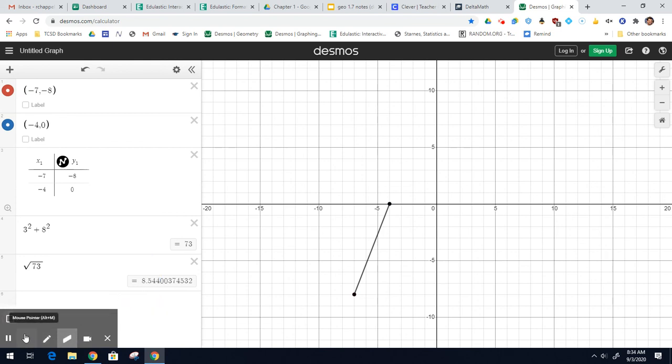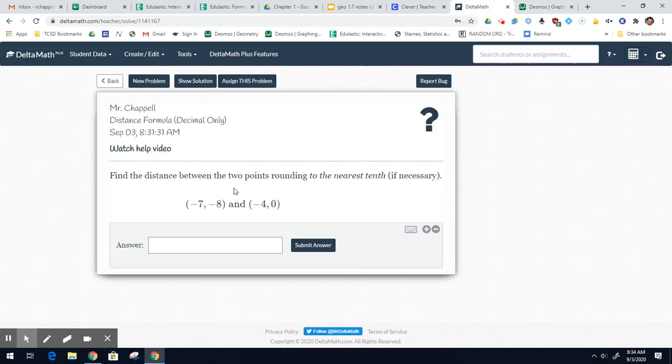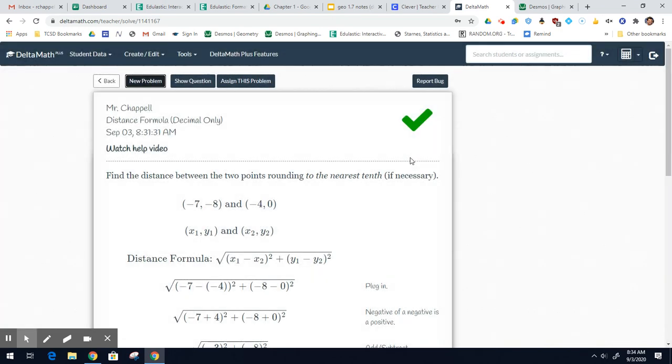So be careful with your rounding rules. I feel like we don't emphasize them enough and we don't get the problem right just because of rounding. So the answer should be 8.5. Let's cross our fingers. Oh yeah, and we're right. So again, lots of practice on the distance formula. Please, please, please focus. And if you're getting a bunch of them wrong, ask for help. Have fun.